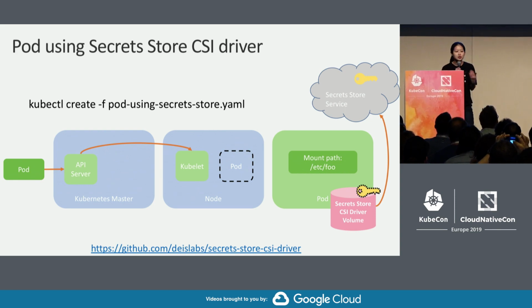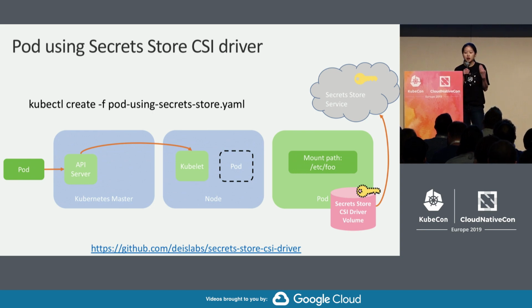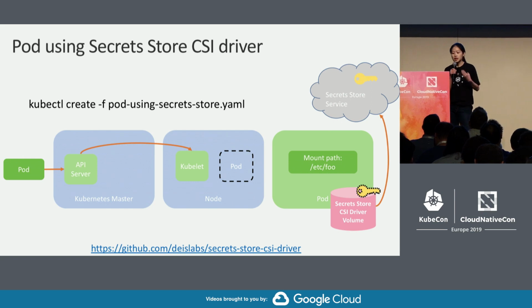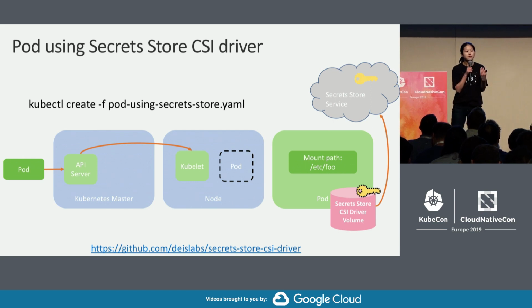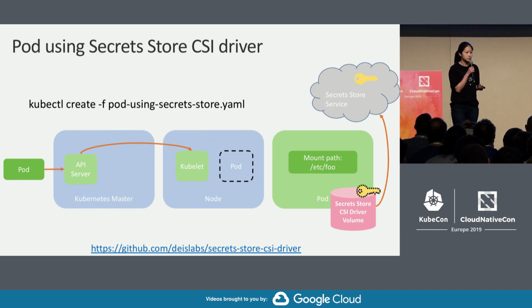Then the kubelet looks at the pod definition and sees, hey, it looks like you want to attach a volume. And the volume uses this Secrets Store CSI driver. Then it looks for all the volume attributes to be used to authenticate the CSI driver against your Secrets Store API service. Then once you're authenticated, the content is attached to the container file system. And then the volume is attached as a tmpfs volume.